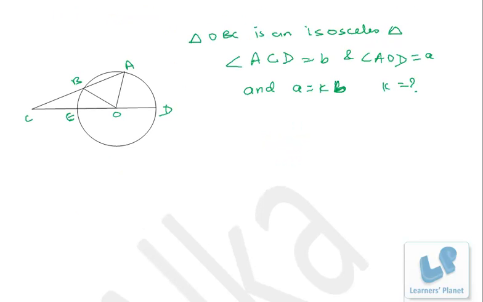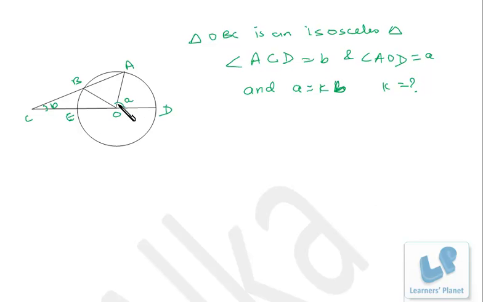now let's try this problem. Here triangle OBC is an isosceles triangle. Angle ACD is equal to B. ACD, this is angle B, and AOD is equal to A. AOD, that's A, right? And A is equal to KB. Precisely, we have to find the ratio of A to B. Okay?